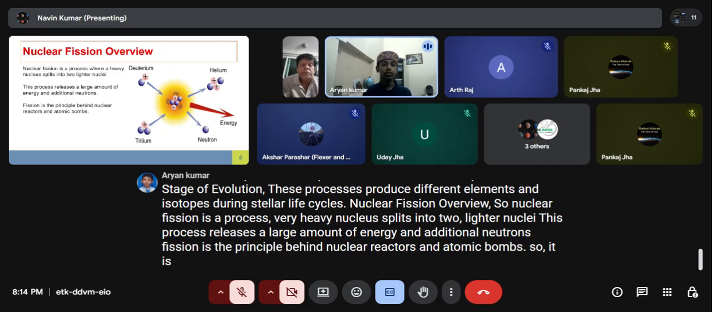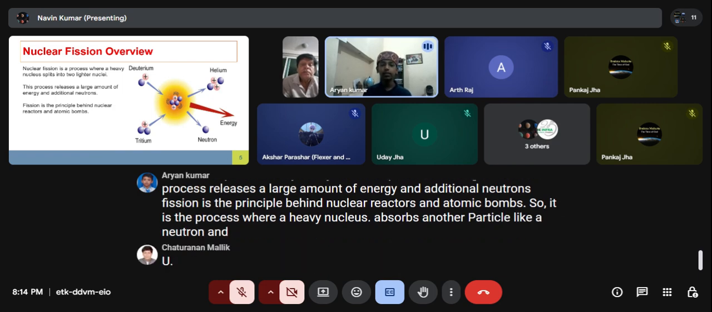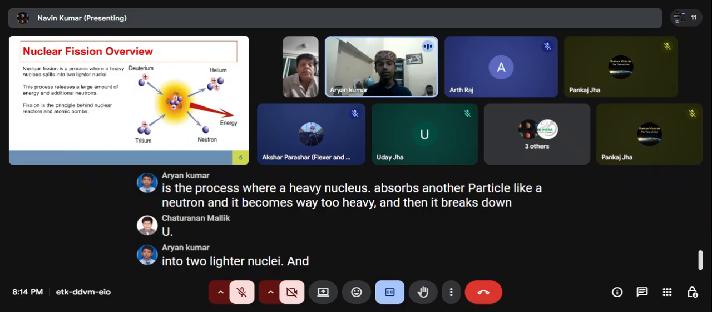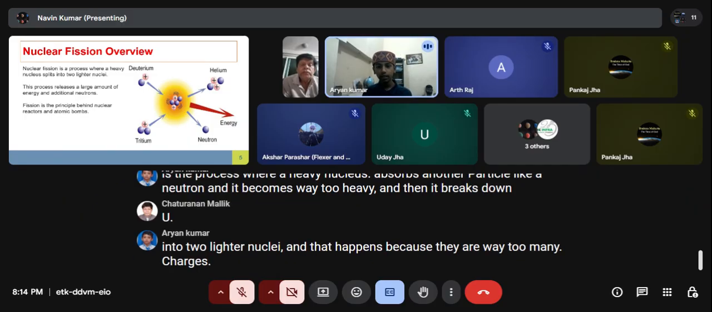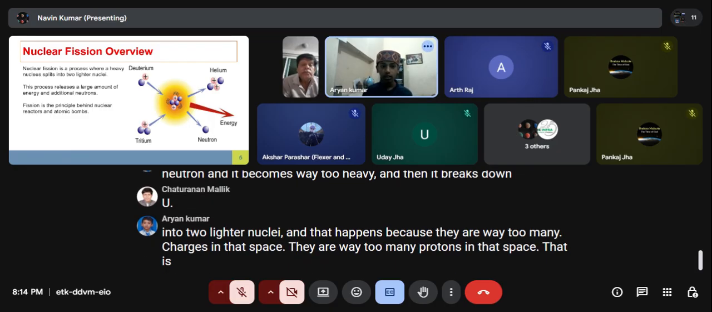So, it is the process where a heavy nucleus absorbs another particle like a neutron, and it becomes way too heavy, and then it breaks down into two lighter nuclei. That happens because there are way too many charges in that space. There are way too many protons in that space. That is why it splits into two.